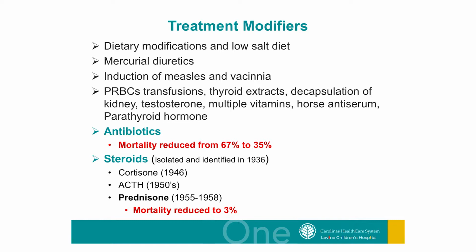The next thing that came into play were steroids, which were not isolated and identified until 1936. And then we went through cortisone, we went through ACTH, and then prednisone became the mainstay in the 1950s. Again, between antibiotics and the initiation of prednisone therapy, the mortality in our population has drastically decreased, as well as in the adult world. So if you look back at key things throughout the treatment of kidney disease in general, antibiotics and steroids have been huge.